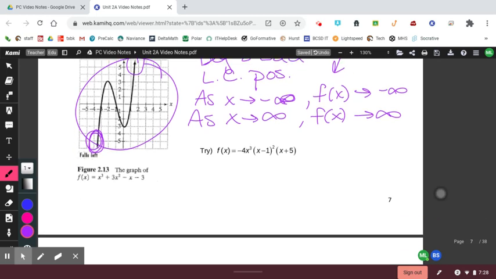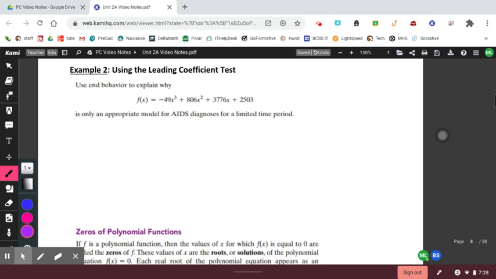We'll skip that one for now. All right, putting it to a word problem. It says use end behavior to explain why this f of x is only an appropriate model for AIDS diagnoses for a limited time period.